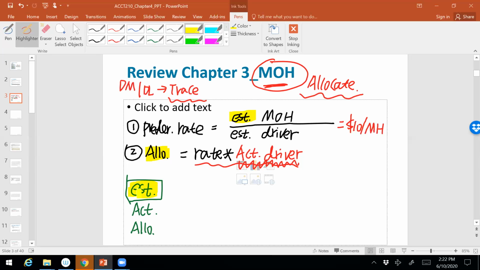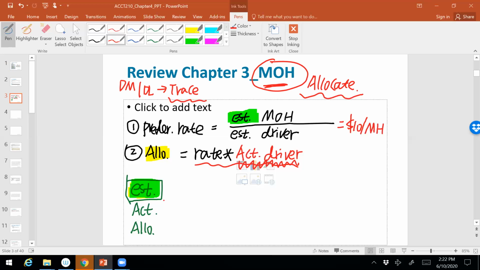You only use estimated when you do this estimated rate. Okay, so I use the gram, I just use gram to highlight. You only use your estimated manufacturing overhead when you get your predetermined rate. So once you get this rate, you never ever use this estimated number again.